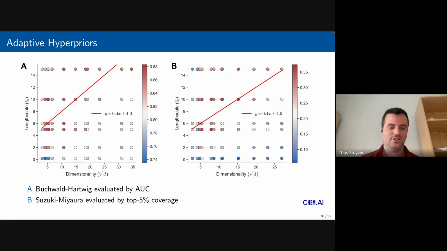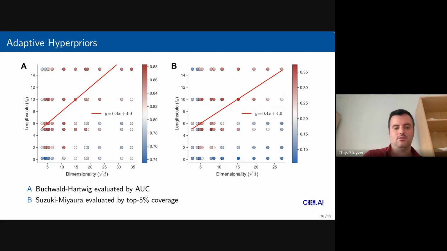So yeah, that's actually here. So how did we determine the prefactor and the offsets of our hyperprior? Well, what we actually did is we looked through all of the different representations and all of the different decorrelation strategies for our three benchmarking data sets for reaction yield prediction. And we made a plot of length scale versus dimensionality.